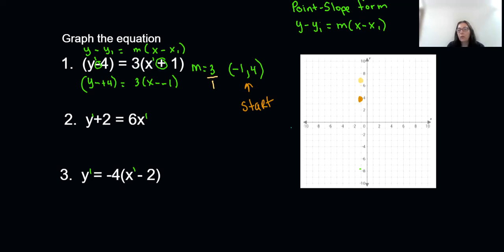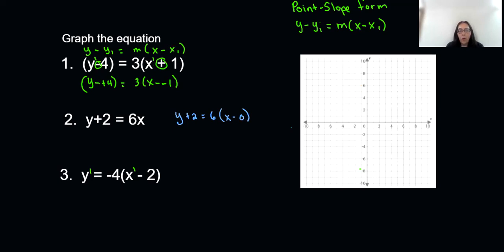Erase the line. Make some room. I don't like it to be sloppy. So in our next equation, we have y plus 2 equals 6x. Well, I don't have anything in parentheses here, but we could write it like that. This is the same thing as this: y plus 2 equals 6x minus nothing. That's the same thing as 6x, right?